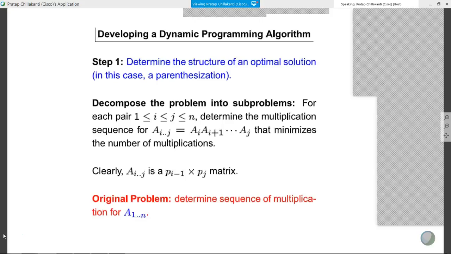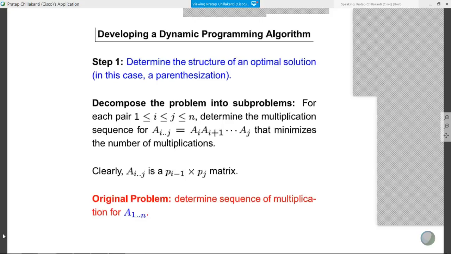So what do we do? First, we need to determine the structure of an optimal solution, meaning in this case, parenthesization. To do that, we have to decompose the problem into subproblems. What are the subproblems? We have I and J for every pair, and both of them are less than n. N is the upper limit. We have to determine the multiplication sequence for A, I to J.